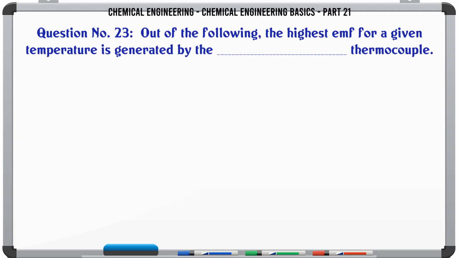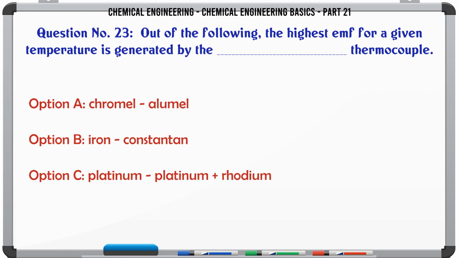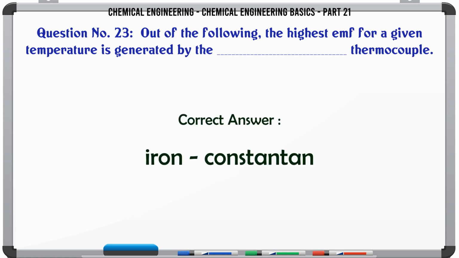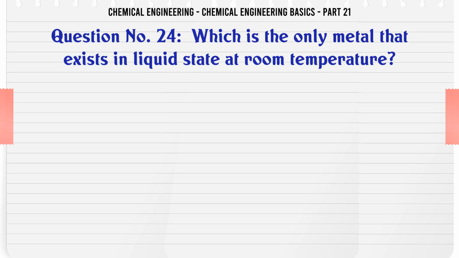Out of the following, the highest EMF for a given temperature is generated by the thermocouple: A. chromel alumel, B. iron constantan, C. platinum rhodium, D. copper constantan. The correct answer is iron constantan.